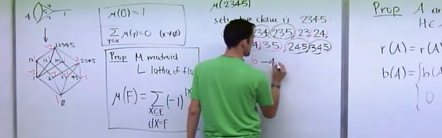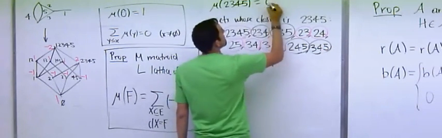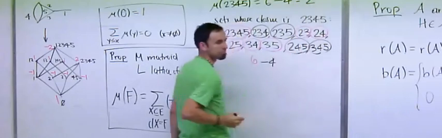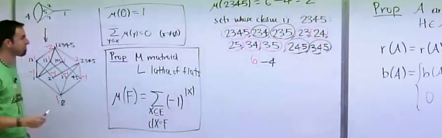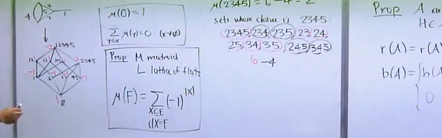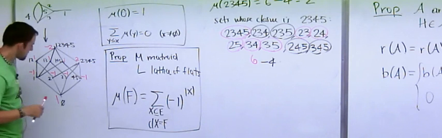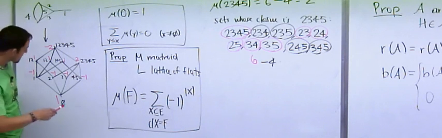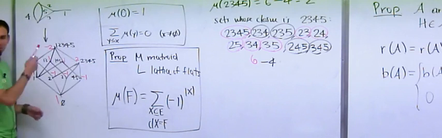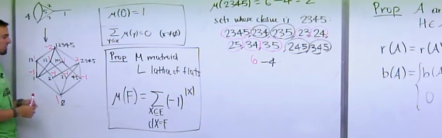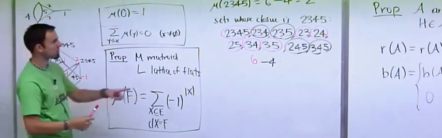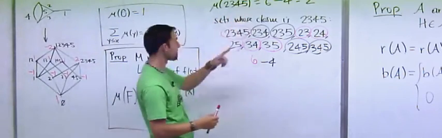Six minus 4 equals 2. Okay. So, of course, there's advantages and disadvantages to this. The disadvantage is that actually it was much faster to just work our way up to the poset. We were faster doing all of this than we were just finding this mu of 2, 3, 4, 5.